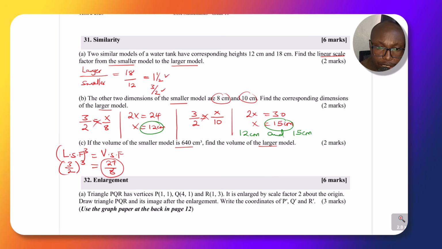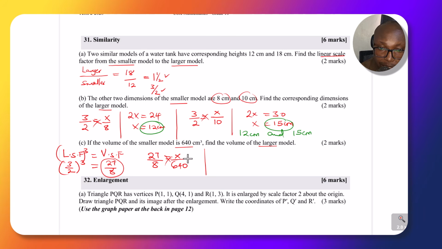Again, it is important to note that 27 represents the volume of the larger model, then 8 represents the volume of the smaller model. So now we can equate 27 divided by 8 is given by the volume of the larger model, of which we are not given. That is the question, that is what you're supposed to find. We let it be x, then divided by the volume of the smaller model, which is 640. So once we work out these, now we shall be able to get the volume of the larger model.